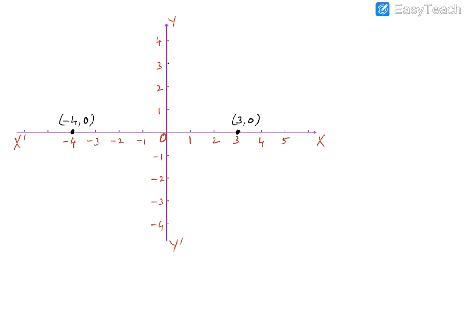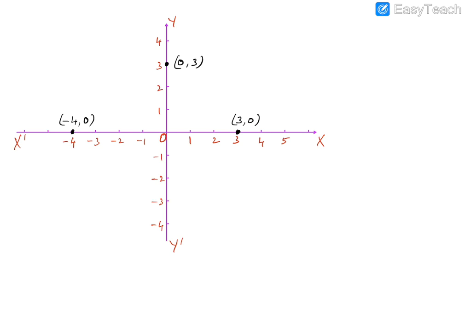Similarly, if we have a point lying on the y-axis, let's say this is our point, what is the x-coordinate? If you draw a line from the point to the x-axis, it meets the x-axis at the origin. So that means the x-coordinate is 0, and the y-coordinate, the distance of the point from the origin in the y direction, is 3. So x comma y: x is 0, y is 3.